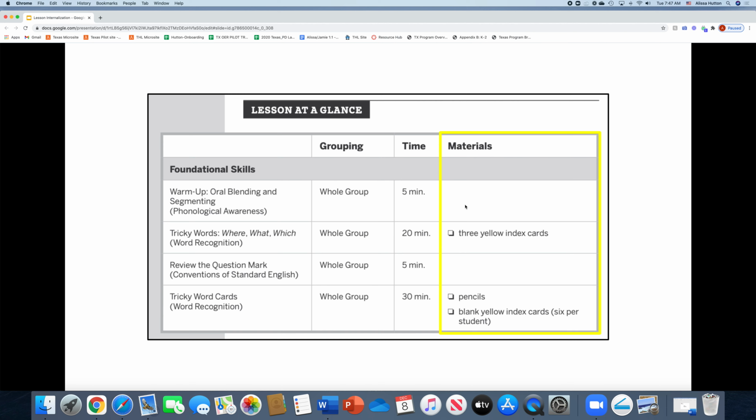they're going to be writing those 3 tricky words on those cards as we're going through this component of the lesson. For the review the question mark portion, there are no specific materials that are needed. And then for that second part of the tricky words, they're just going to need pencils and some more index cards, and it gives me specifics of 6 per student. So in my teacher guide, I like to just, with a sticky note, jot down those materials so I make sure every day that I'm ready with the materials for that particular lesson.